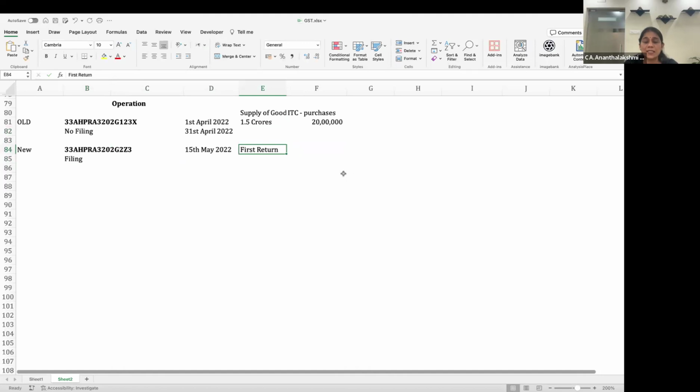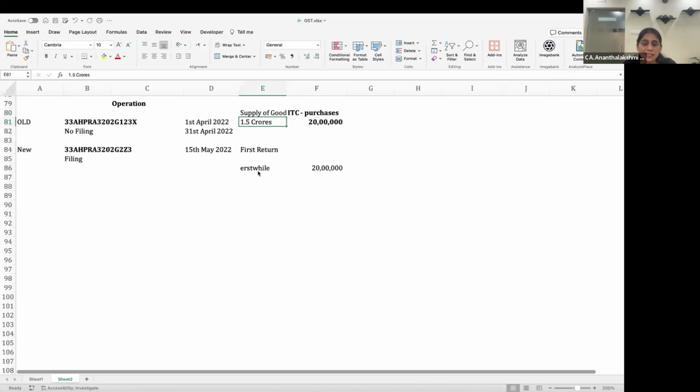It is permitted that in the first return alone, you can claim the ITC pertaining to the erstwhile GSTN number. Whatever ITC you have claimed, 20 lakhs, can be utilized for the sales that you have executed. This is the advantage given in the first return. So RP will be filing the first return considering the old GSTN number ITC.